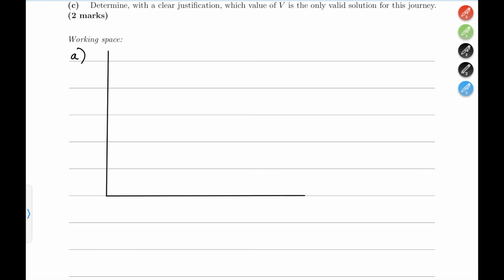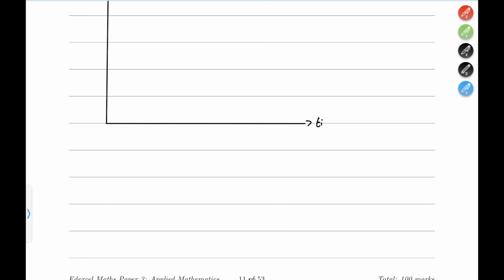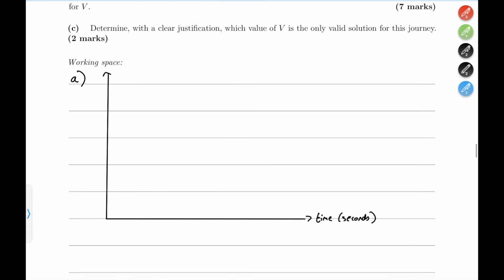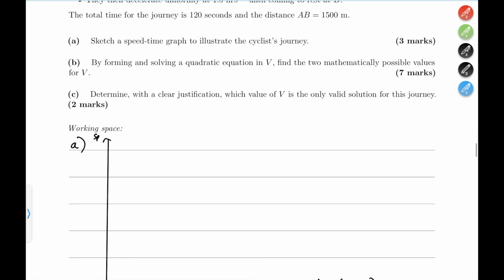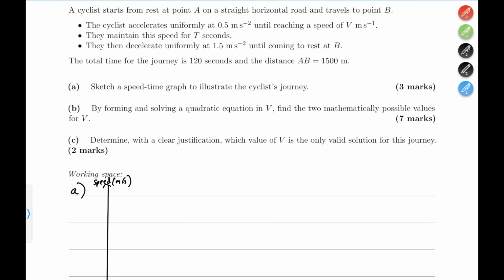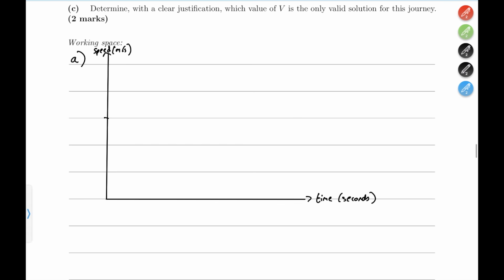So we're going to have time, so this is time in seconds. And we're going to have velocity, or I think it's, sorry, speed in meters per second. So they accelerate uniformly, I believe it says, at 0.5 meters per second squared until reaching a speed of v. So if we label this to be v, we can say it's going to be a straight line because it's uniform acceleration.